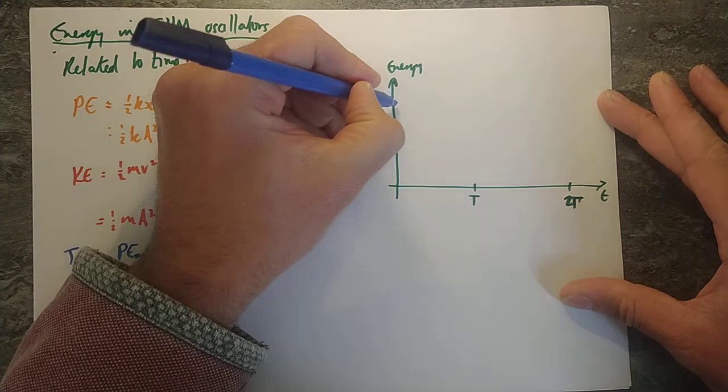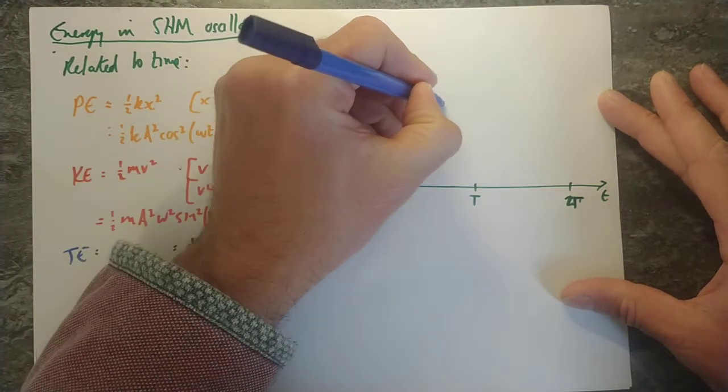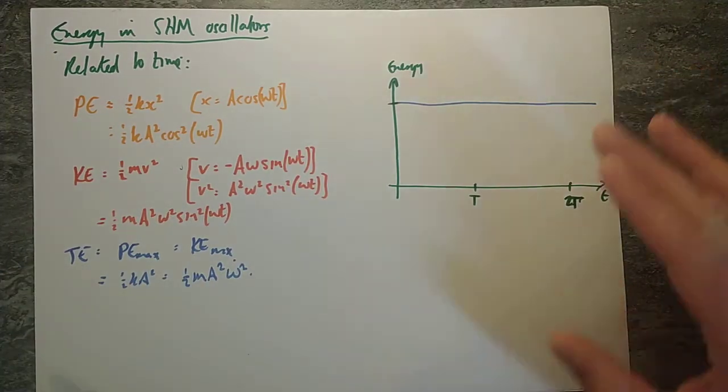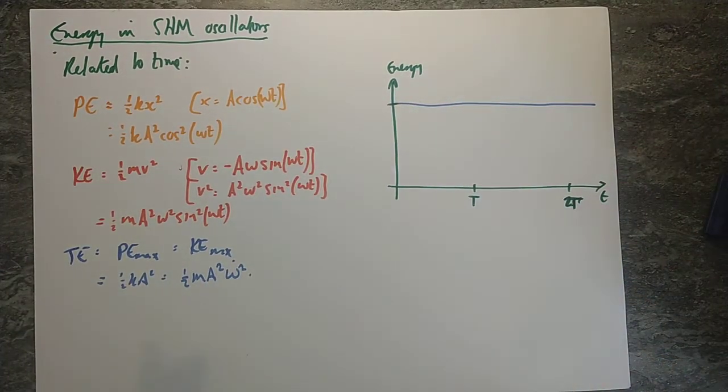So the total energy is the easy one to plot, because it just goes straight across like that. The total energy is always the same.